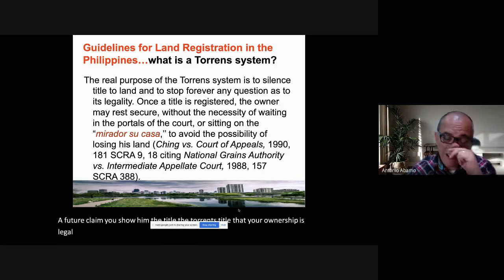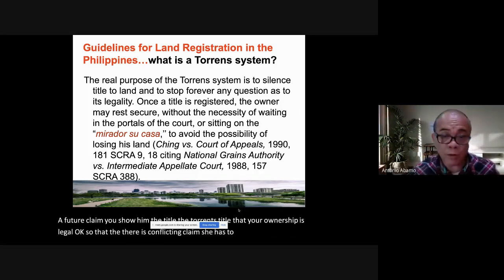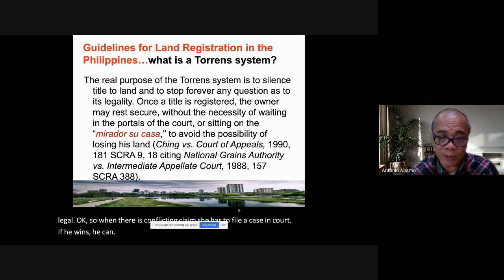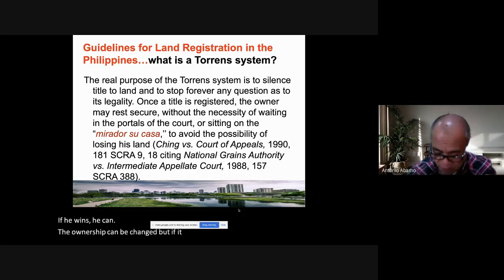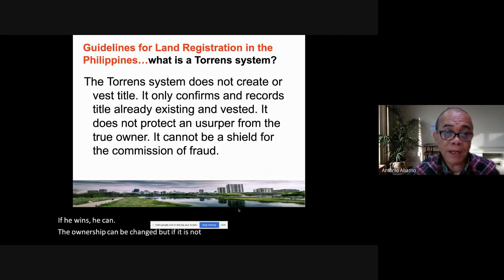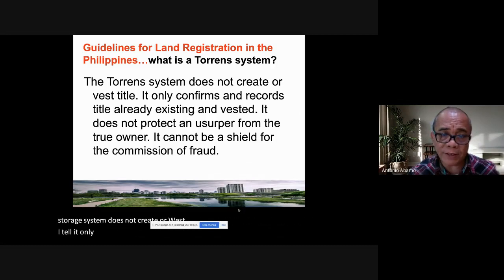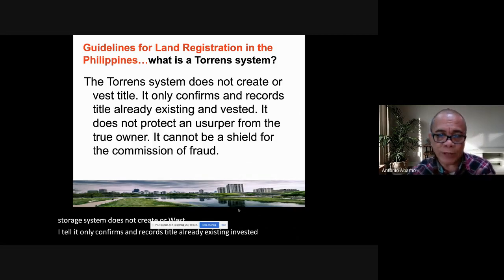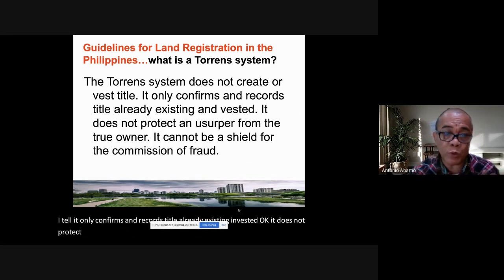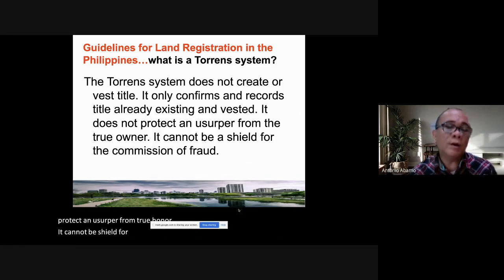So that when there is a conflict, he has to file a case in court. If he wins, that ownership can be changed. But if he does not, he cannot change the title. The Torrens system does not create or vest title. It only confirms and records title already existing and vested, okay? It does not protect a usurper from the true owner. It cannot be shielded for the commission of fraud.